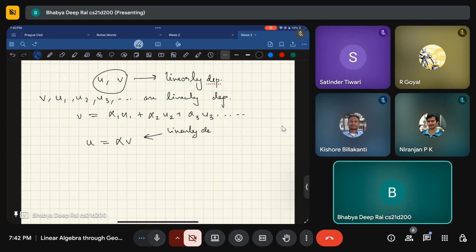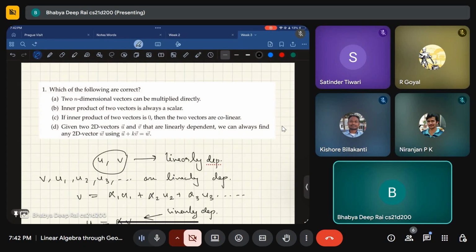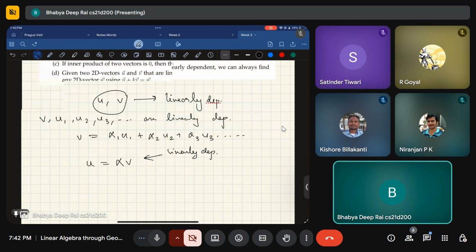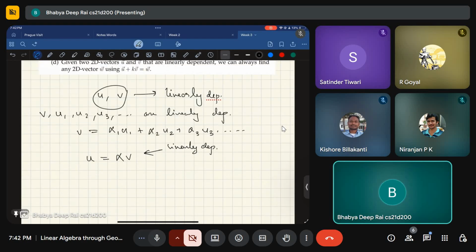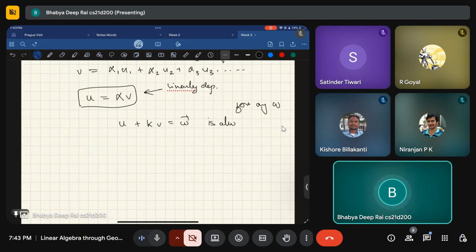Okay. Now, one thing to note: if u and v are linearly dependent, can we always find any 2D vector w using u plus kv? What you are saying is that u plus kv equals w is always possible for any w. Now the answer is no.